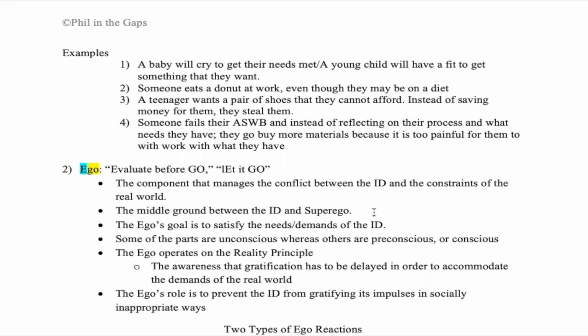So some of the components of the ego are unconscious, where others are preconscious or conscious, depending on the situation that the person is in. So the ego operates on the reality principle, when the id was operating on the pleasure principle of I need everything that I need for me, regardless of the consequences. While the ego is living more in reality and has the awareness that gratification has to be delayed sometimes in order to accommodate the demands of the real world.